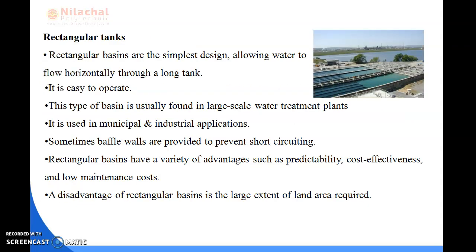So you can see here the rectangular tank. I have already discussed this. This is the simplest design and it is easy to operate, and it is used in municipal and industrial applications. The rectangular tank has advantages such as cost effectiveness and low maintenance cost. If we see the disadvantages of the rectangular tank, a large land area is required.